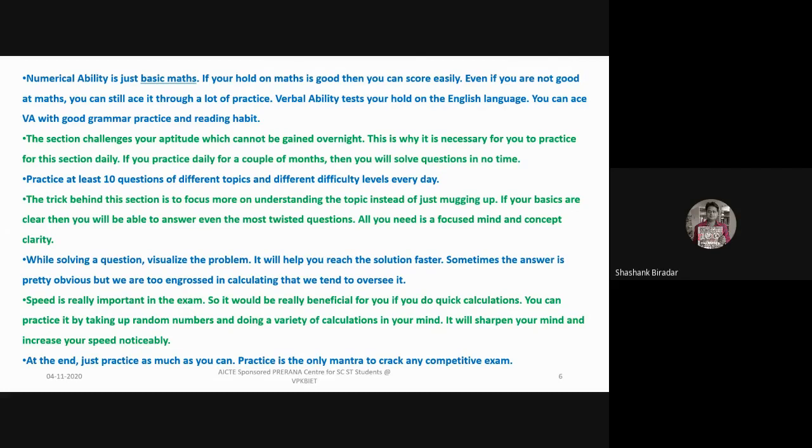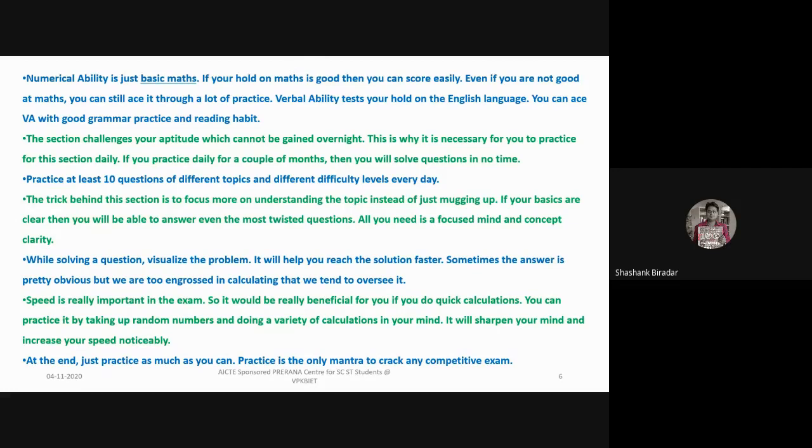The verbal ability test basically tests your hold on the English language. Some synonyms, antonyms, or incomplete sentences can be asked. It is up to you in what depth you prepare the English language, so it goes with the maths as well as the English language. The section challenges your aptitude, which cannot be gained overnight, as we have discussed. A lot of practice is required. The better approach for preparing and gaining confidence in general aptitude is to practice and practice more, with similar types of questions in numerical ability and verbal ability.